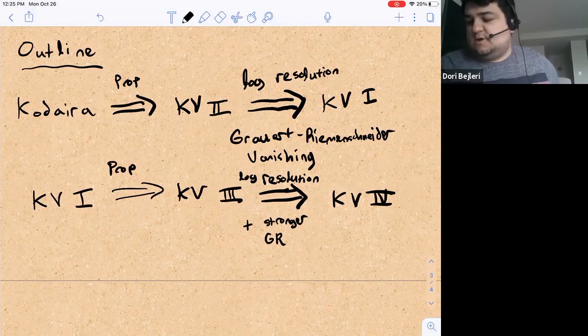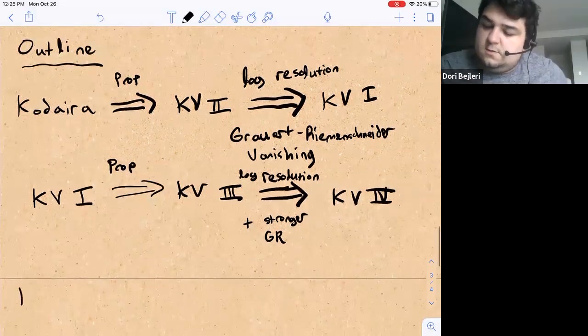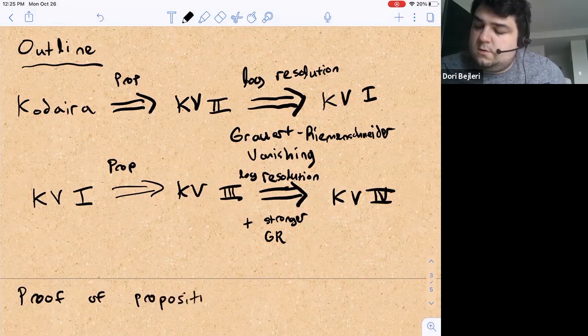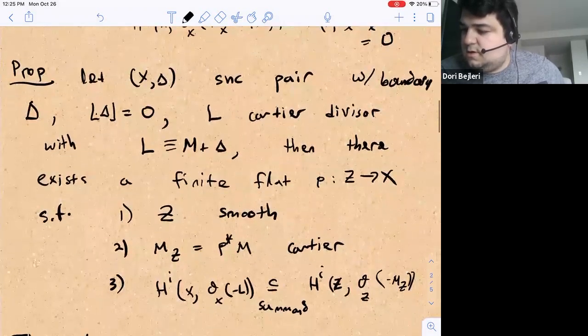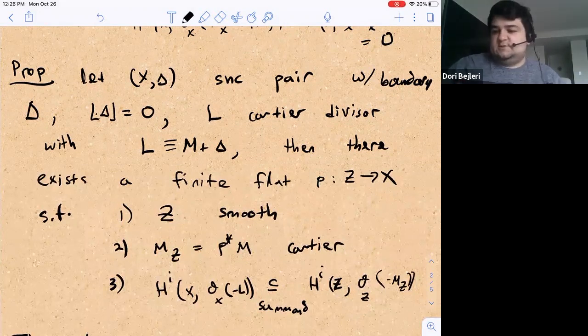Okay, so we're going to start with this proposition. Let me see if I can just copy the statement down. It's kind of long. Okay, so I'll leave the statement here for a second, so we can redigest it before scrolling down, because if I copy it, it's just going to take up the whole screen anyway.